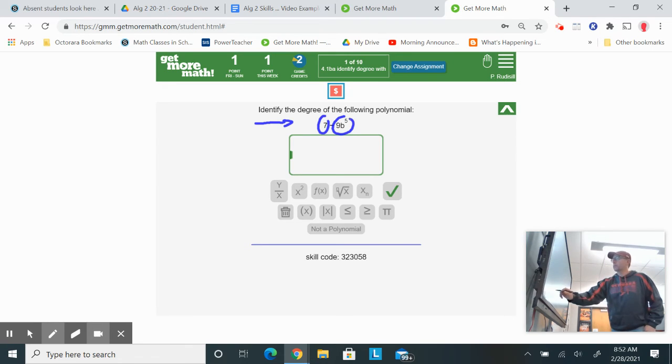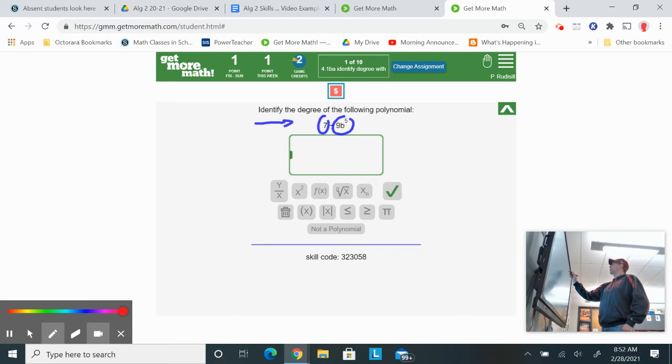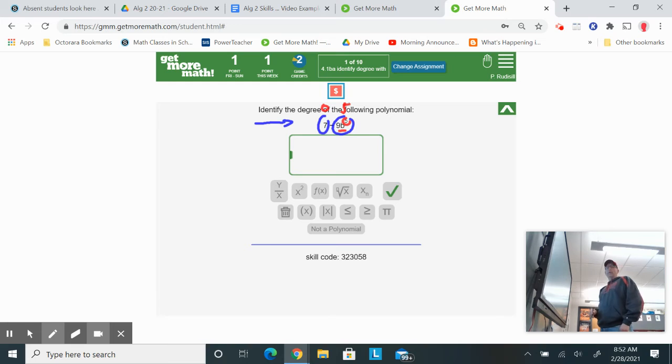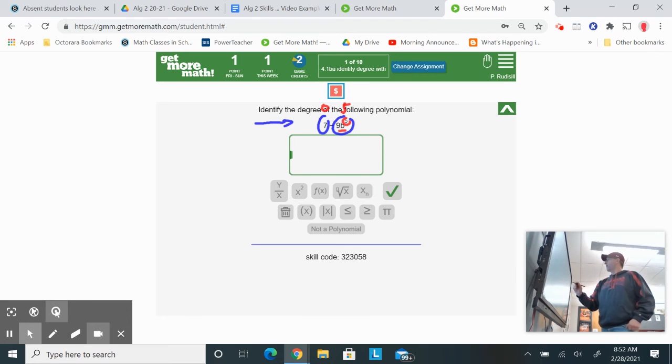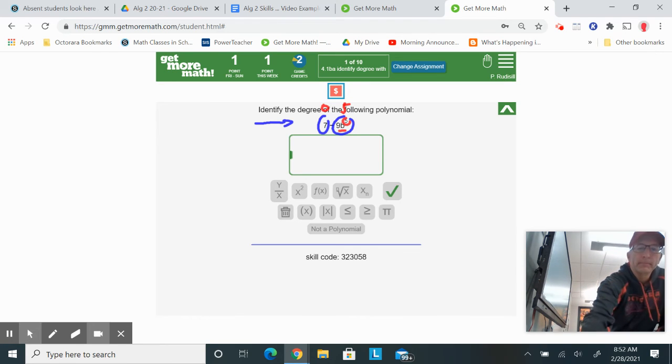So the first term has a degree of 0, and the second term has a degree of 5. So the degree of the whole polynomial, this two-term polynomial, which is a binomial, would be a 5. So let's tap in 5.